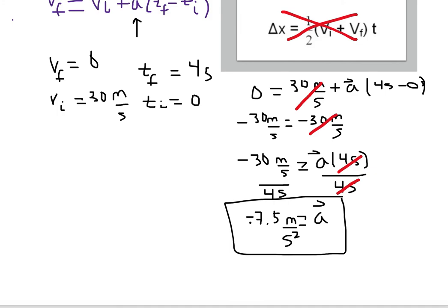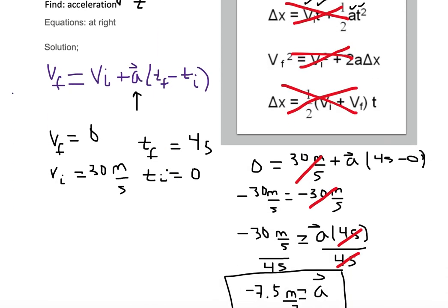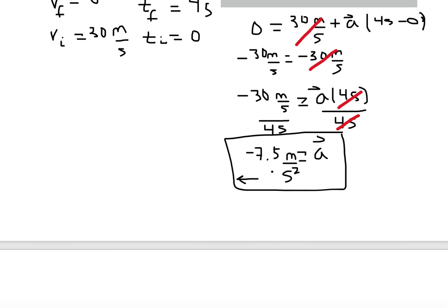Now, the negative symbol in here is indicating the direction to the left. Although I didn't declare it, it was already pretty much declared for me because I said the sports car comes to a complete stop from 30 meters per second in 4 seconds, and I automatically drew everything going to the right. So therefore, to the right is positive in the positive x direction. And although we don't have a y direction, we'll just put it in here, up for y direction is also positive. Therefore, since I have a negative value, acceleration is acting towards the left, and I have a negative 7.5 meters per second squared for my acceleration.